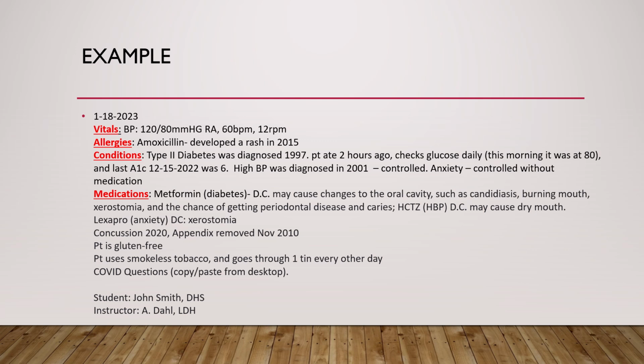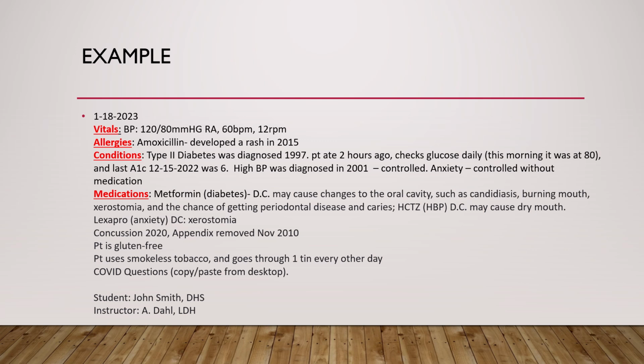The allergies: the patient has an allergic reaction to amoxicillin, developed a rash in 2015. The conditions: the patient had marked yes in one of those condition boxes, stated they had type 2 diabetes and was diagnosed in 1997. The patient ate 2 hours ago, checks the blood sugar daily, which was 80. The last A1C was taken back on December 15th, 2022, and it was 6.